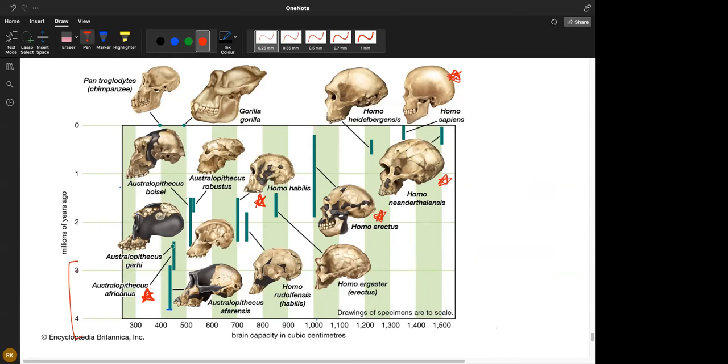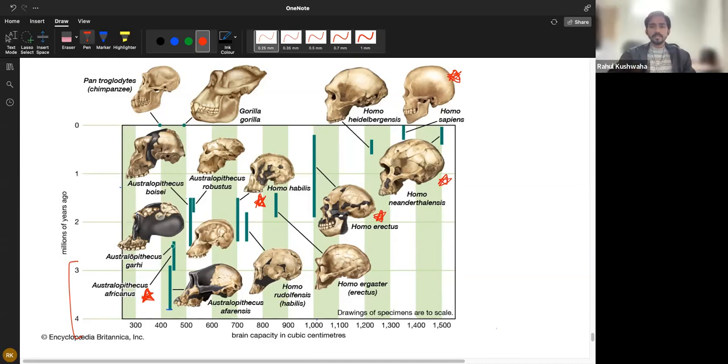We do not have fossil evidence of Ramapithecus here. We have, but we are not taking Ramapithecus here. The timeline starts from 4. Ramapithecus were 15 million years ago, long back. We do have evidences.